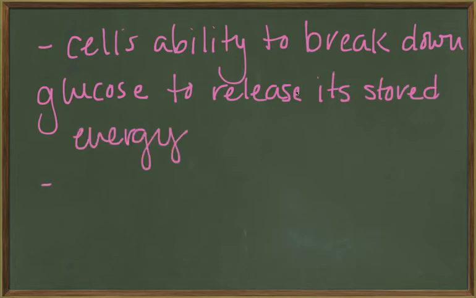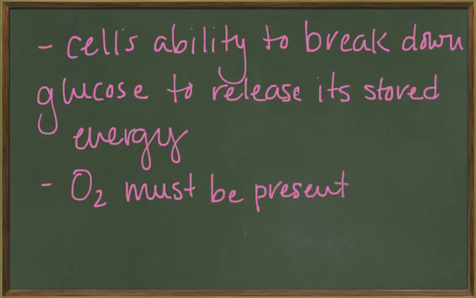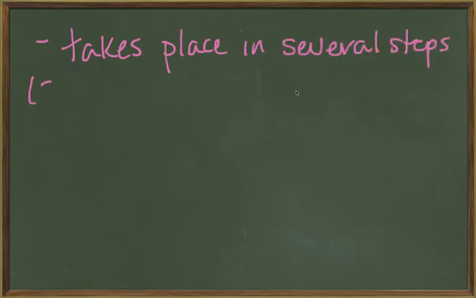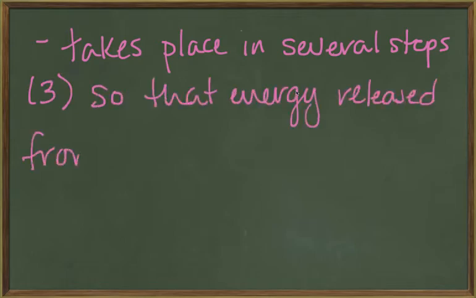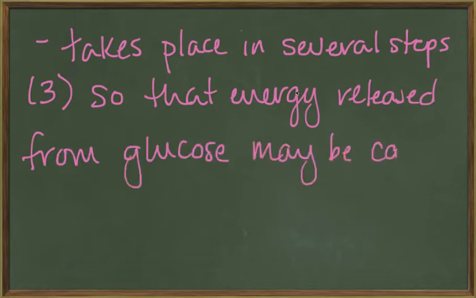A couple of things to keep in mind. In order for cellular respiration to occur, O2 must be present, and we will talk about what happens if O2 is not present. And you also have to keep in mind that cellular respiration must occur slow and steady. So, how does it do this last step? In order to be efficient, cellular respiration takes place in several steps, and I'm talking about 3 specifically, so that energy released from glucose may be captured.